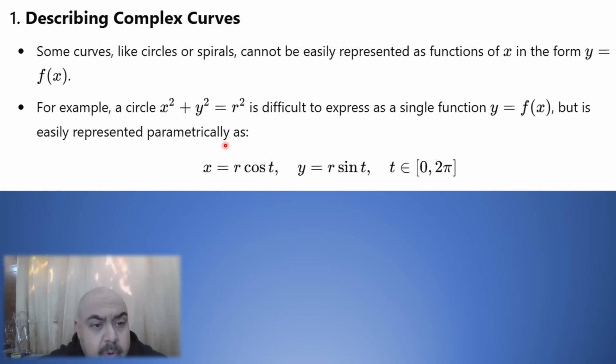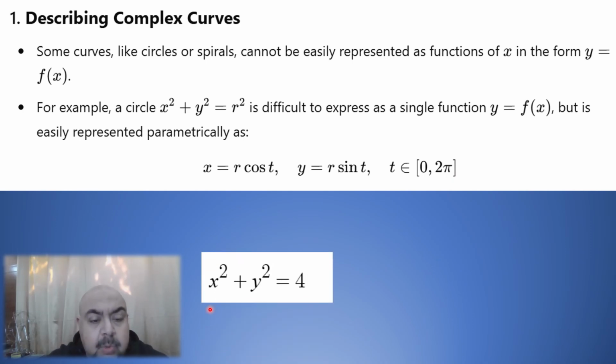While if you are using parametric representation, it's going to be x equals r cosine t and y equals r sine t, where t runs from 0 to 2 pi. So instead of dealing with x squared plus y squared equals 4, I'm just using x equals r cosine t and y equals r sine t.